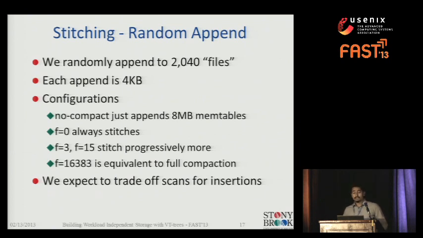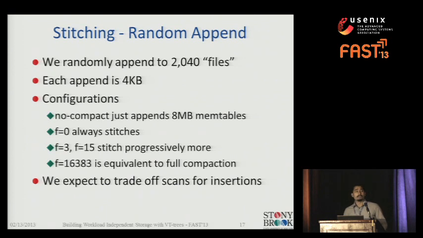So the way we did this micro benchmark is to create 2040 files and randomly select one file and append 4 KB to it. This repeats until we have inserted 10 gigs of data. At the end of this run, each file would get on average 5 MB worth of data.